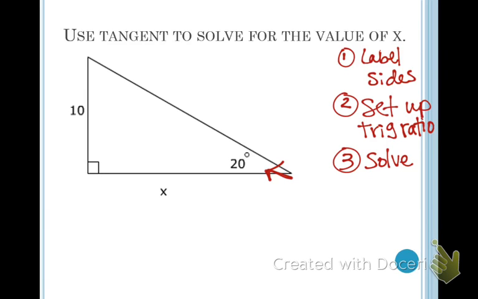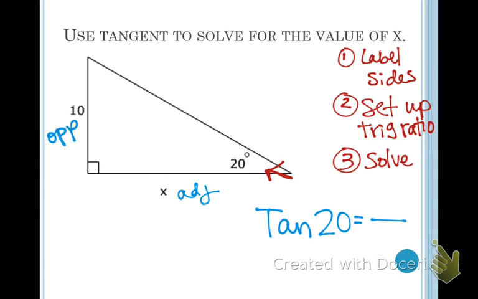So on our problem, we have 20 degrees. So we need to label our sides from 20 degrees. What kind of side is 10? Opposite. What kind of side is x? Adjacent. All right, so which trig function, even though it tells you, which trig function deals with opposite and adjacent? Tangent. So you'd set up an equation with tangent. Tangent from what angle? 20. Equals the opposite over the adjacent. So my opposite is 10 over my adjacent, which is x.